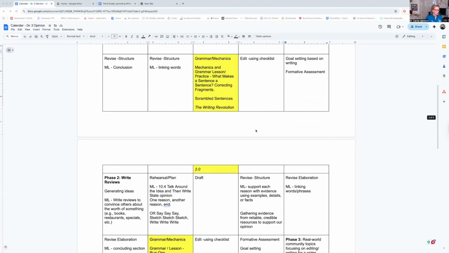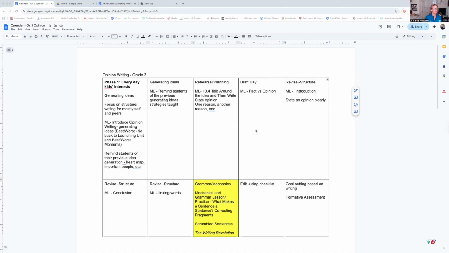How we map this out is we think about the writing process. In this opinion writing, the first phase is going to be everyday kids' interests, like things kids really love. And I think about the writing process, so they're generating ideas for a couple of days.